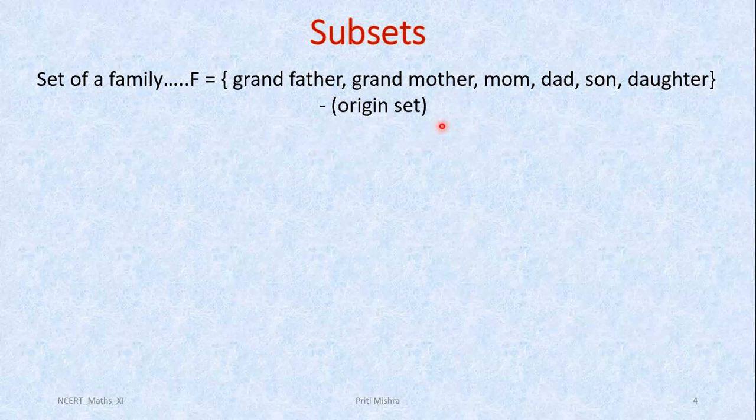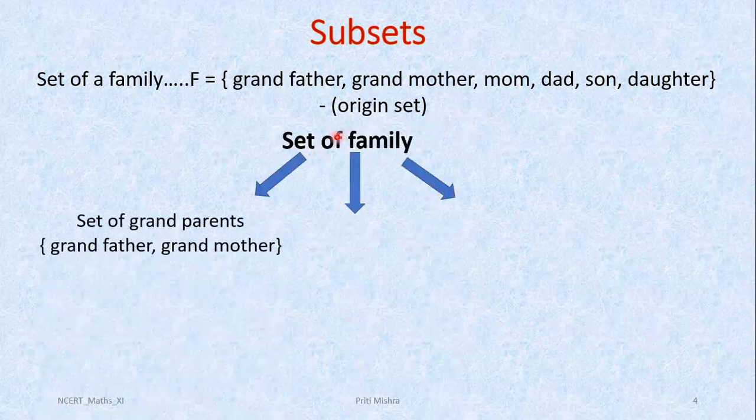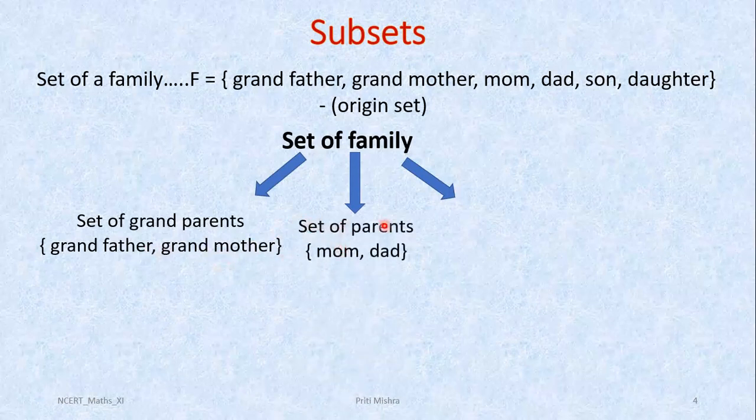From this set, I can frame 3 different sets. See how. First, I can frame a set of grandparents from this family set. The elements which will come here will be grandfather and grandmother only. Mom, dad can't come in this set, right? Second set, I can write a set of parents. Here only mom and dad will come in this category. So this is a set of parents from this family set.